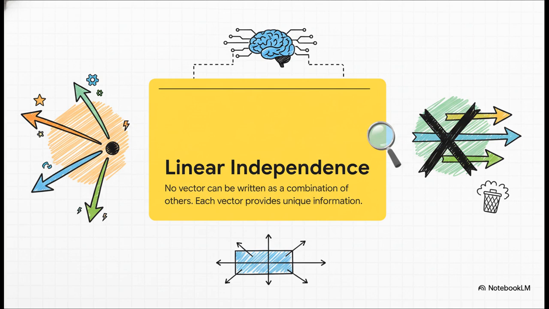Now, inside that space, we need to be efficient. And that's where linear independence is key. A set of vectors is independent if every single one adds something new, something unique to the mix. It means no vector is just a rehash of the others. In other words, zero redundancy.